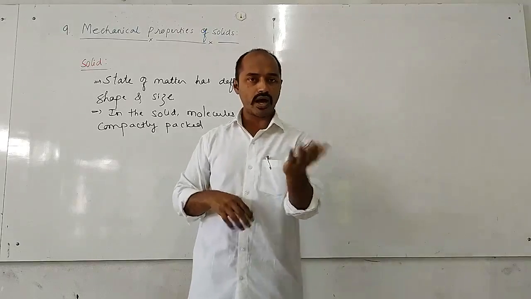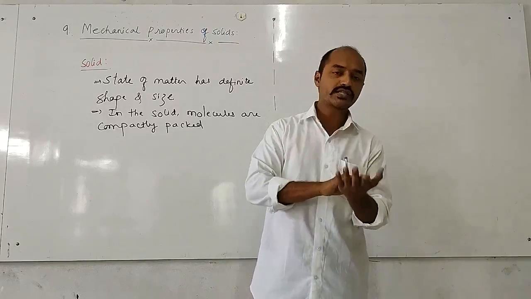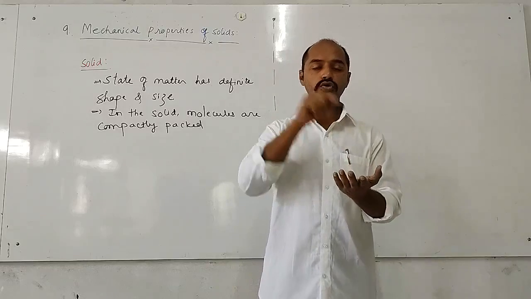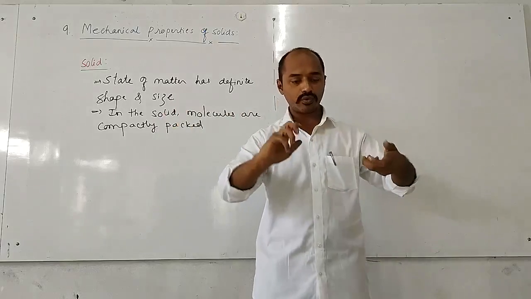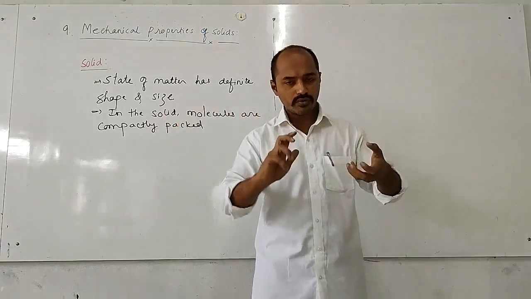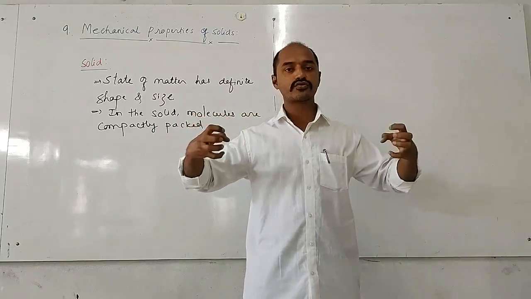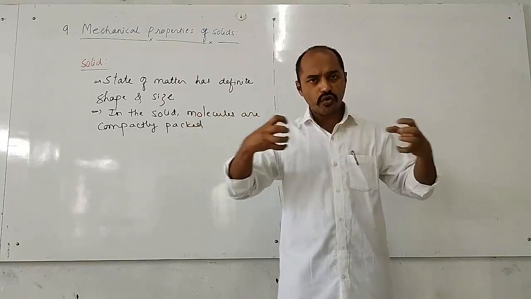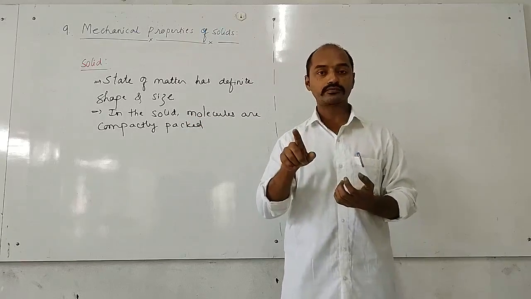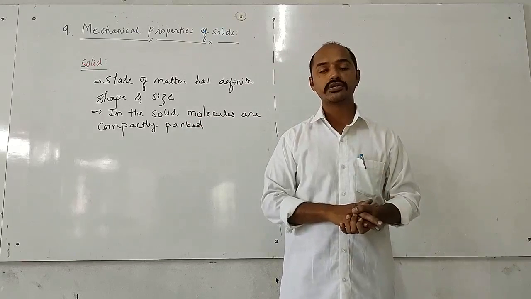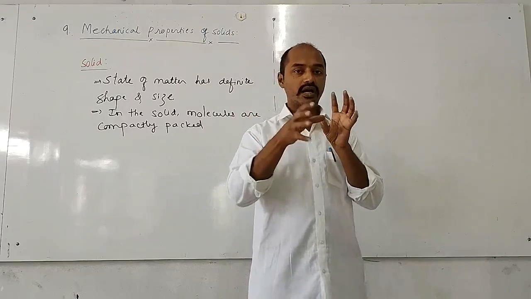If I want to change the shape of the body, what should I apply? Yes, it is a force, right? I am pulling means I am applying a force. I am twisting means I am applying a force. So due to the application of force, a change of shape or size is taking place, right? So this change in shape or size is happening in the solid.